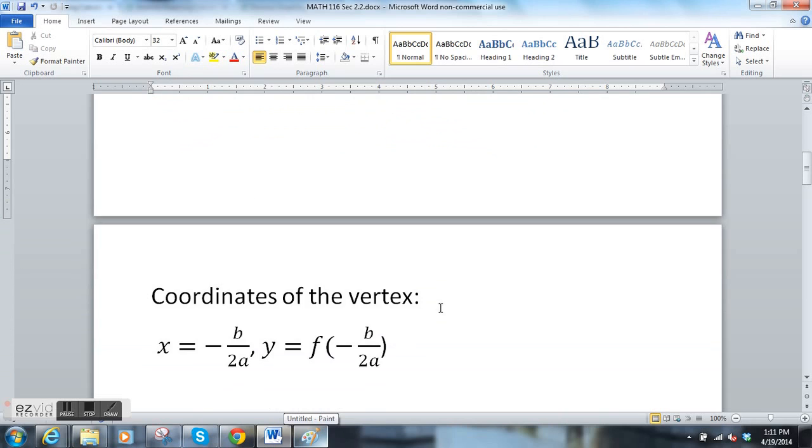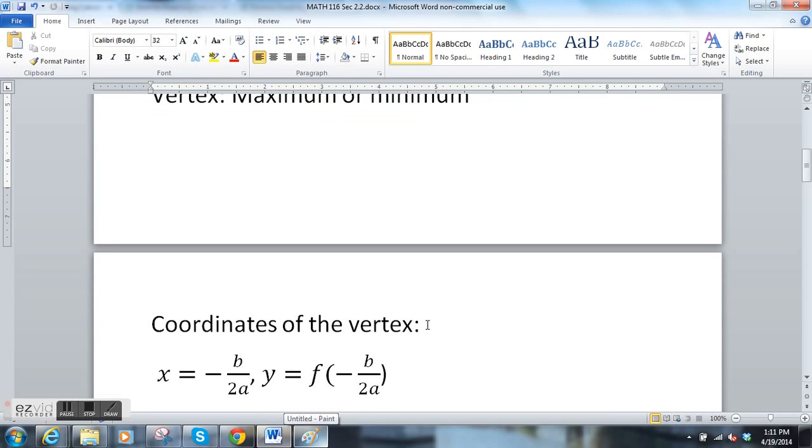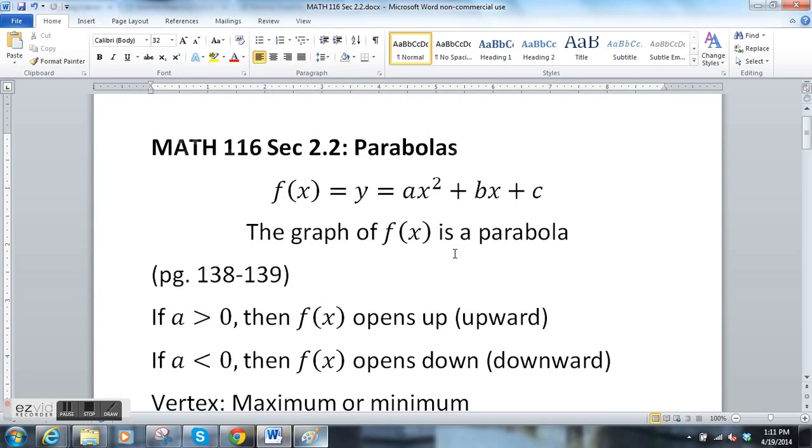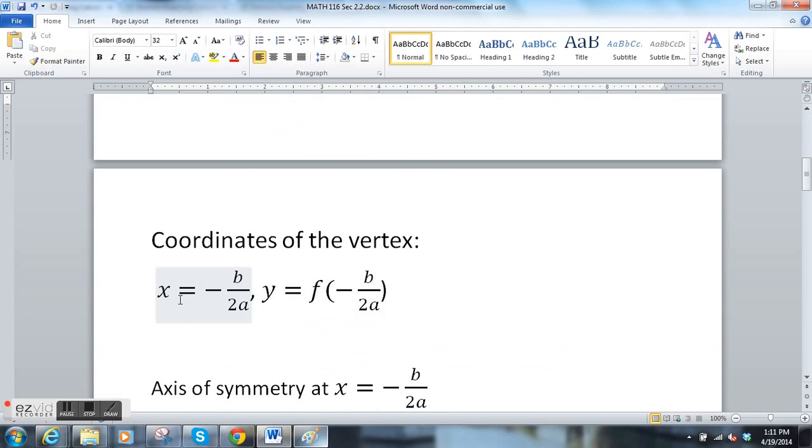So here are some equations that you want to know. The coordinates of the vertex. If you have an equation in this standard form, y equals ax squared plus bx plus c, then the coordinates of the vertex, that maximum or minimum point, the x coordinate is negative b over 2a, and the y coordinate is just the function evaluated at that point. So you plug in negative b divided by 2a into your function. And then there's also an axis of symmetry at x equals negative b divided by 2a.